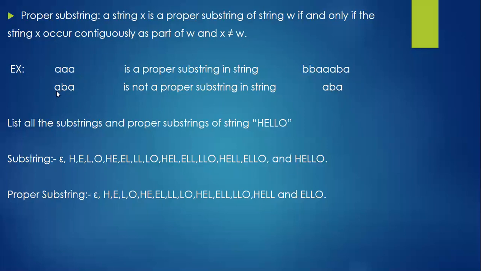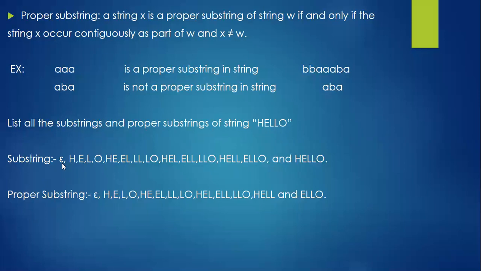Fine. Here we got one more example. See, list all the substrings and proper substrings of the string hello. Fine. Okay, here we got one word hello. For this, we need to write the substrings and also the proper substrings. See, the only difference is what? In case of proper substring, x should not be equal to w. Means hello cannot be called a proper substring of hello itself. Apart from that, the rest of all will be the same.